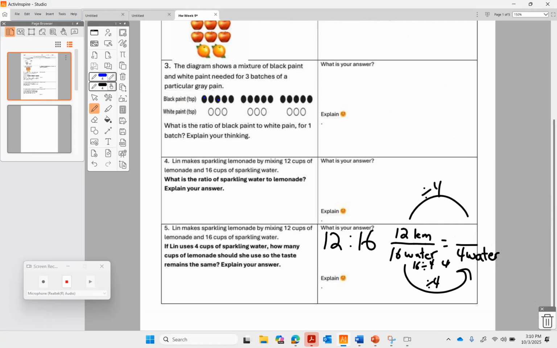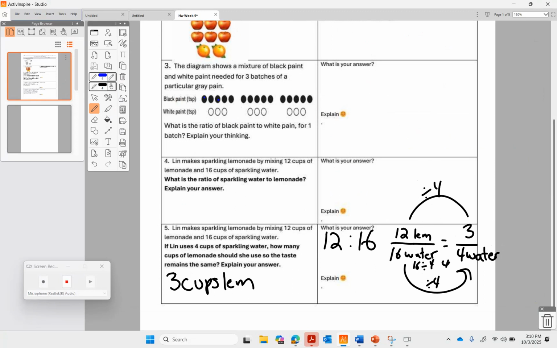One of my students pointed out that when I do it this way, it kind of looks like a hamburger. So that works. So she would use 3 cups of lemonade. Okay. So now it says explain your answer.